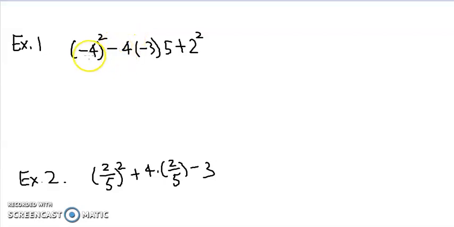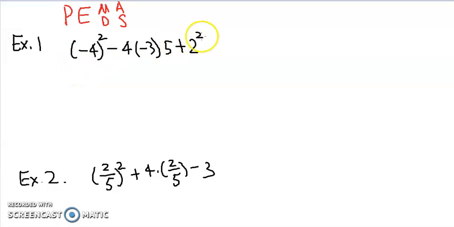Now we're going to look at more examples of signed numbers. Remember that we have the order of operations: please excuse my dear Aunt Sally. P means parenthesis, E means exponent, M multiplication, D division, A addition, and S subtraction. So in the previous examples, we did not have any exponent, but in this example, we have exponent.